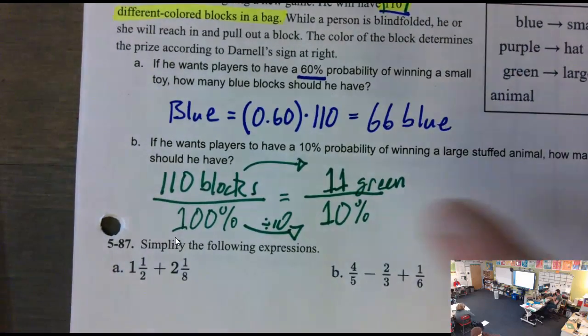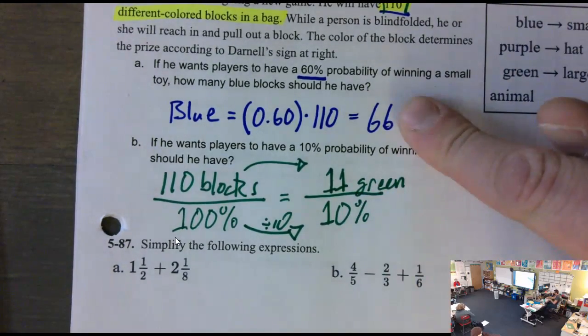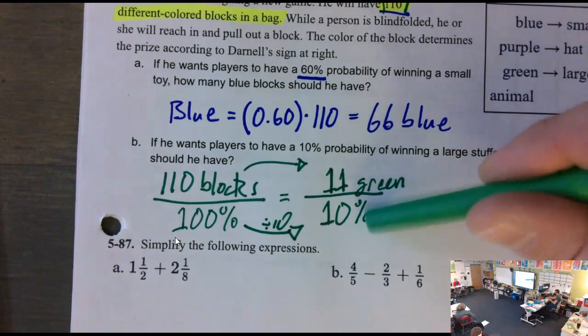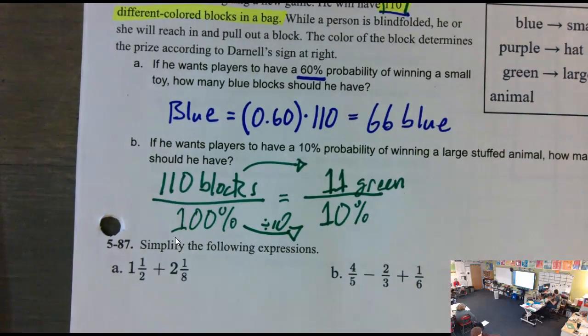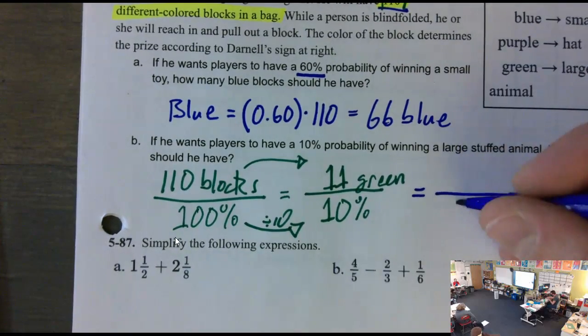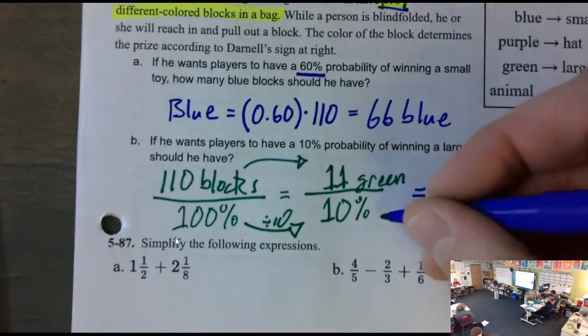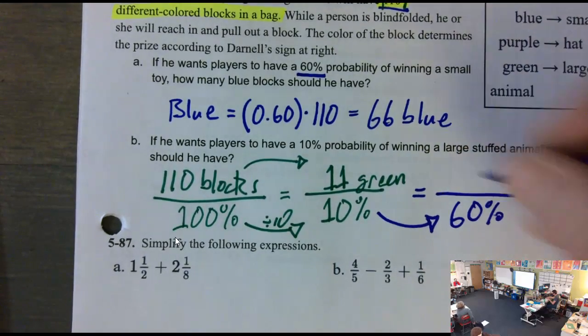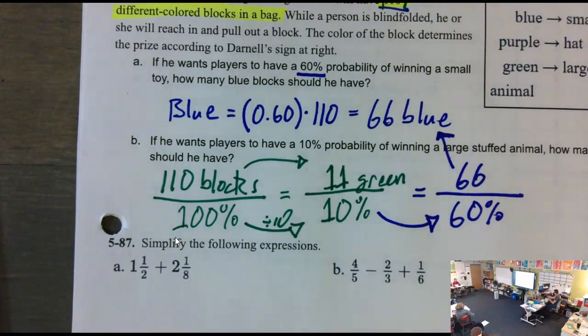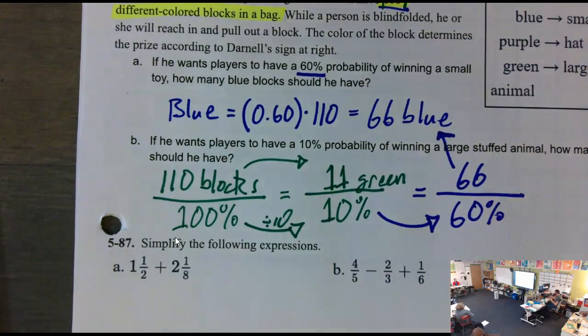Now I could actually use part B to get part A. Because if 11 green is 10%, how could I take that and calculate the 60% of blue? Multiply by 6, because on the bottom to go from 10% to 60%. And that's actually how I could get my answer for 66 blue. Questions? 0.